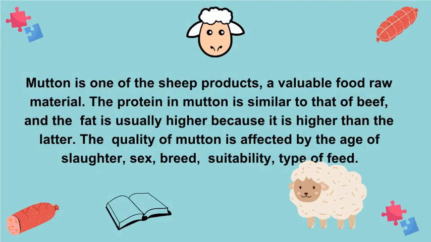Mutton is one of the sheep products, a valuable food raw material. The protein in mutton is similar to that of beef, and the fat is usually higher than the latter. The quality of mutton is affected by the age of slaughter, sex, breed, suitability, type of feed.